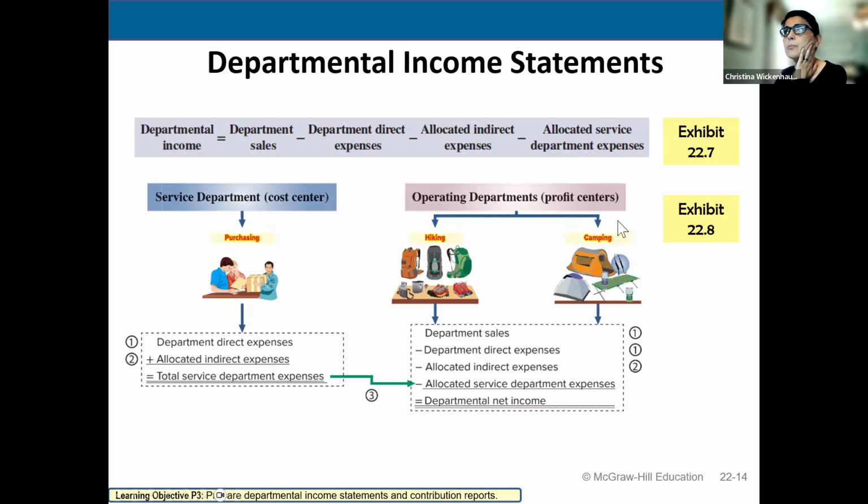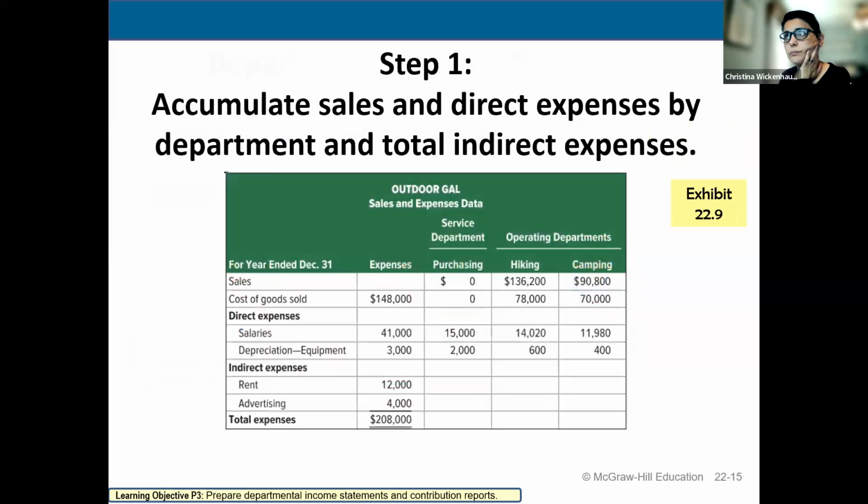So we have two different departments. We have hiking and camping. So we're going to look at each one of those. We're going to look at their sales. We're going to look at their direct expenses. We're going to go ahead and subtract any of their indirect expenses and any of their allocated service department expenses. And that's going to end up to give us our departmental income.